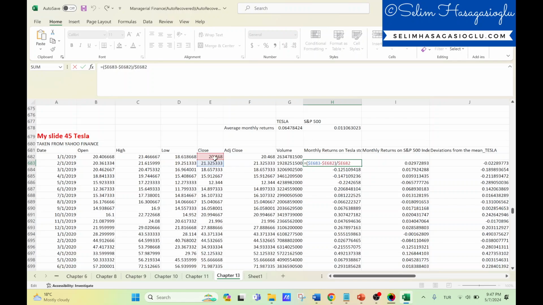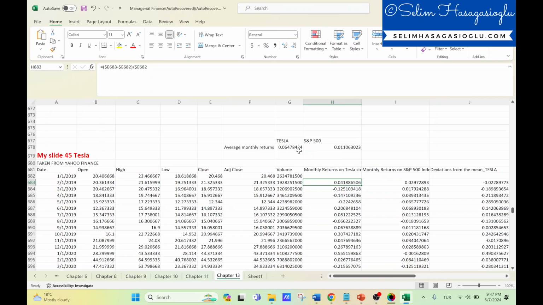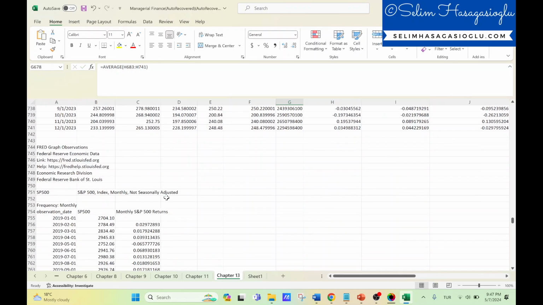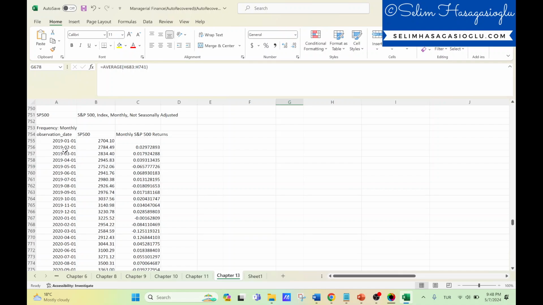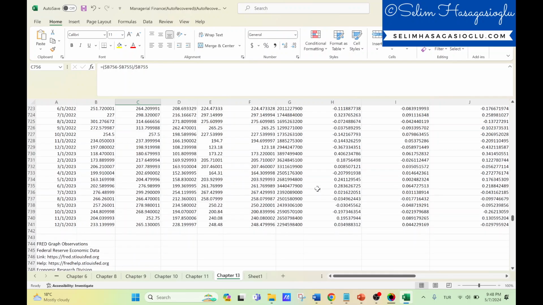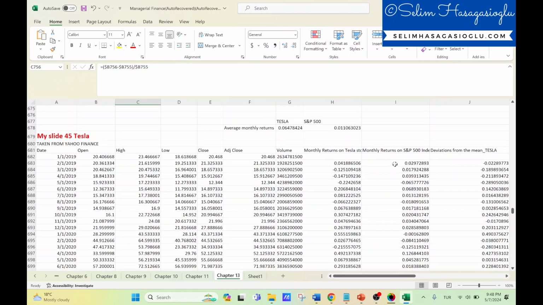So the last value minus initial value divided by the initial value, and we have these monthly returns on Tesla stock. Based on these individual monthly returns, we are calculating the average monthly returns, both for Tesla and for S&P 500. S&P 500 data for the first time period will come from the FRED database, again starting from 2019 and ending at the end of 2023. Again, the last value minus initial value divided by the initial value. These are monthly S&P 500 returns, and I transferred these values next to the values for Tesla in this column.